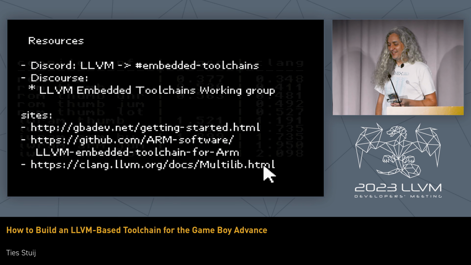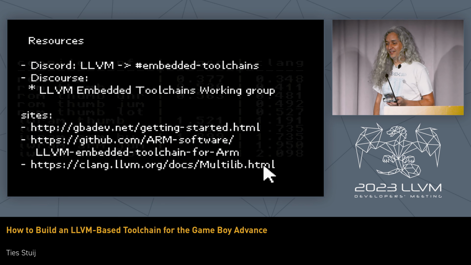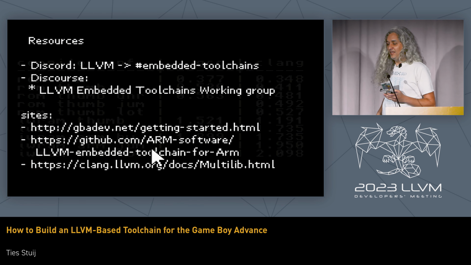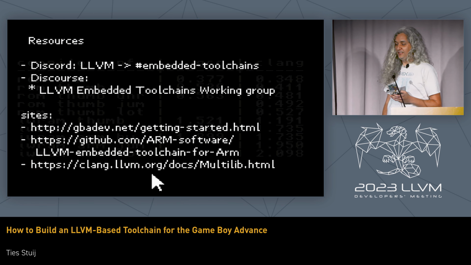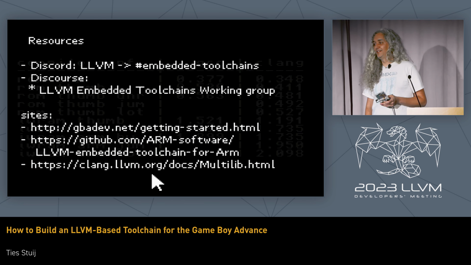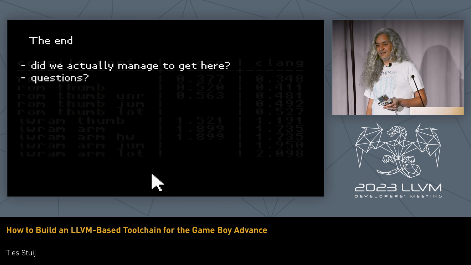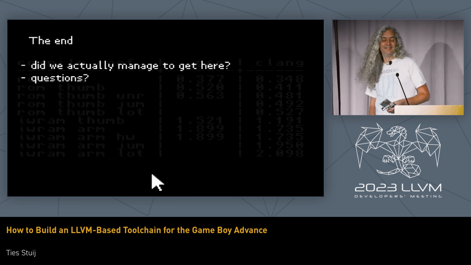That's it. Some resources to look for. Discord, LLVM has got the embedded toolchain channel. Discourse has got a working group page in which we always put the notes, very informative. If you want to do Game Boy Advance development, use gbadev.net, it will set you up. Embedded toolchain here, and some Multilib stuff. That's it. We got here, yay.